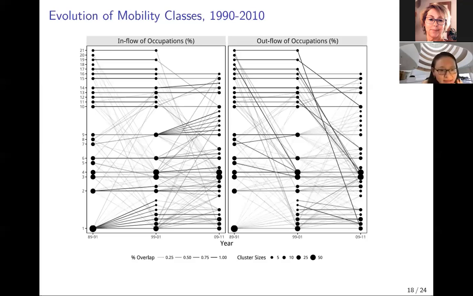And if you look at the left plot, at cluster 9, some occupations merge into one bigger cluster, but later split into large separate clusters. So I'm not going to describe the plot here, but this is giving you a visualization of the fact that the clusters themselves are changing over time, in addition to the rates of moving between clusters.